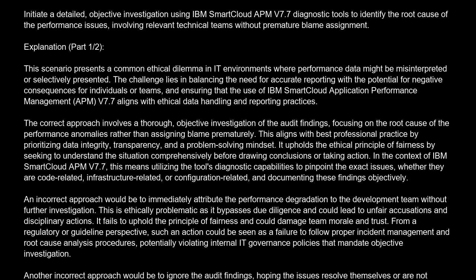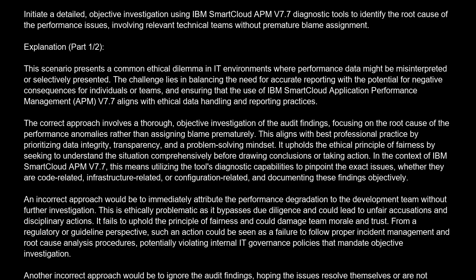Correct answer is A. Initiate a detailed, objective investigation using IBM SmartCloud APM v7 diagnostic tools to identify the root cause of the performance issues, involving relevant technical teams without premature blame assignment. Explanation. This scenario presents a common ethical dilemma in IT environments where performance data might be misinterpreted or selectively presented.